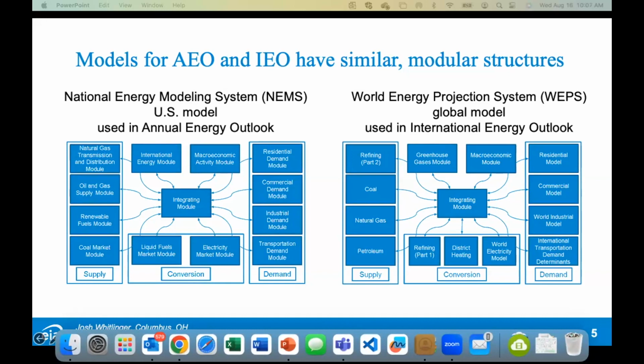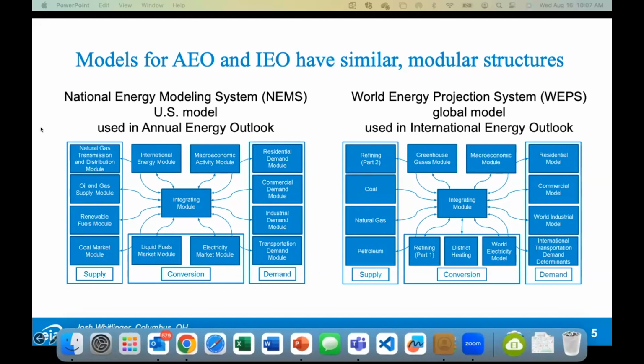So just a real quick look: you can see on the NEMS side, we have our supply modules that run first, our conversion modules that then actually convert from supply to demand, and then our demand modules through transportation, industrial, commercial, and residential. And this all actually works to build our National Energy Modeling System that runs modularly. Similarly, on the WEPS side, you can see that we do supply, conversion, and then demand. And this actually runs through modularly as well.